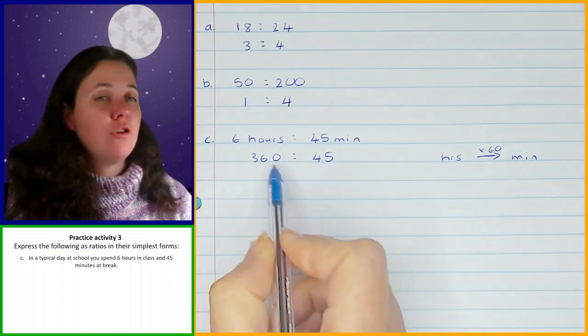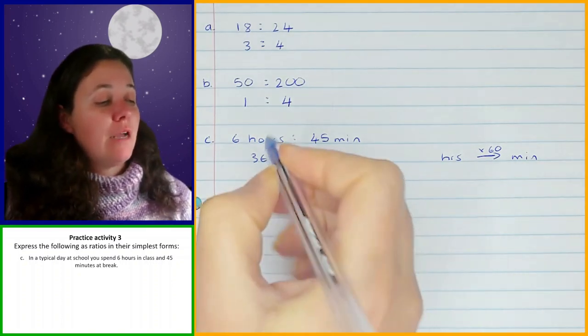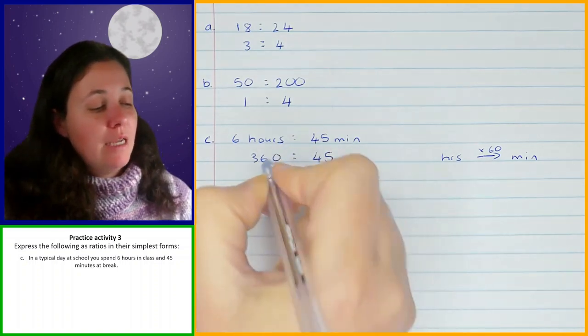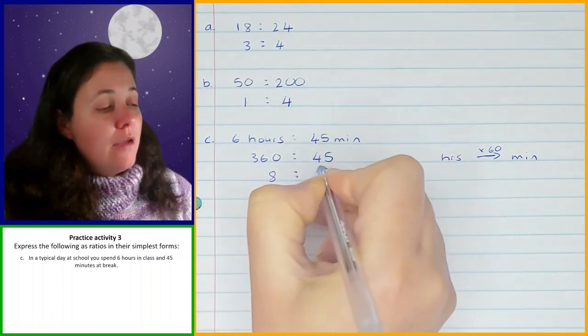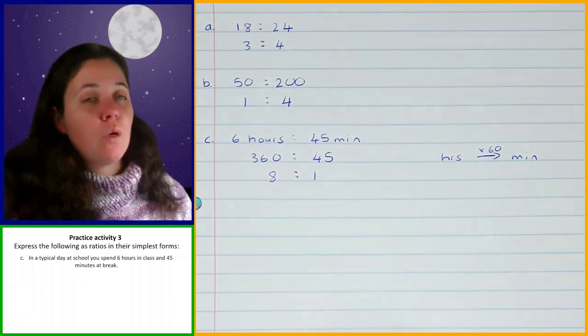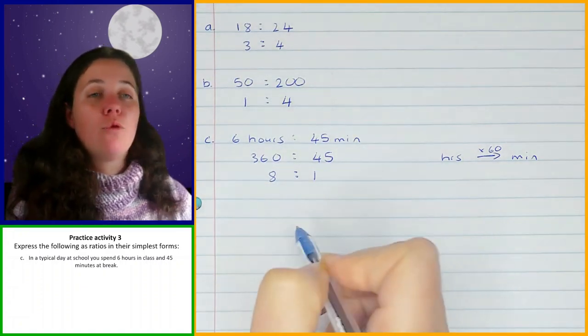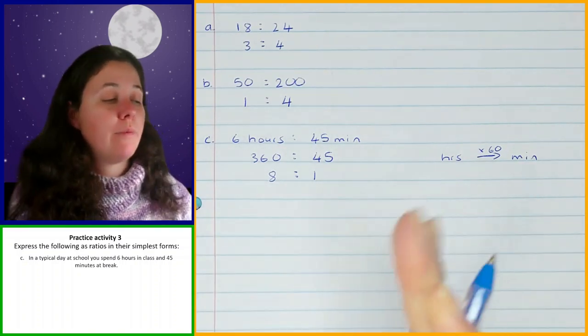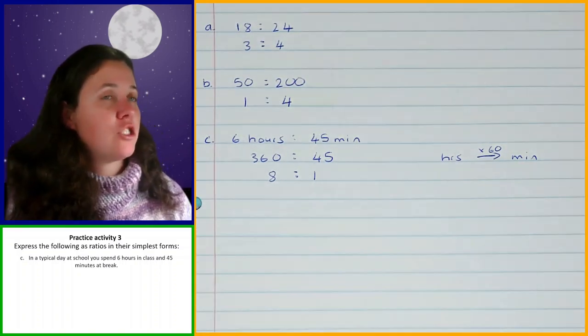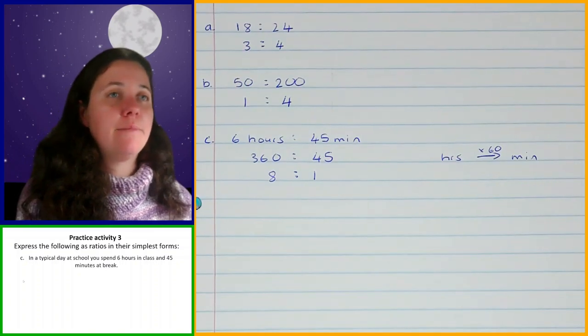Okay, so both of those are divisible by 45. If you divide 360 by 45, you get 8. Now you may have done this in more than one step, and that's fine. 45 divided by itself is obviously 1. Okay, so if you had more than one step getting to 8 to 1, that's fine, so long as you got to 8 to 1, that's what matters. Okay, and then the last question, question D.